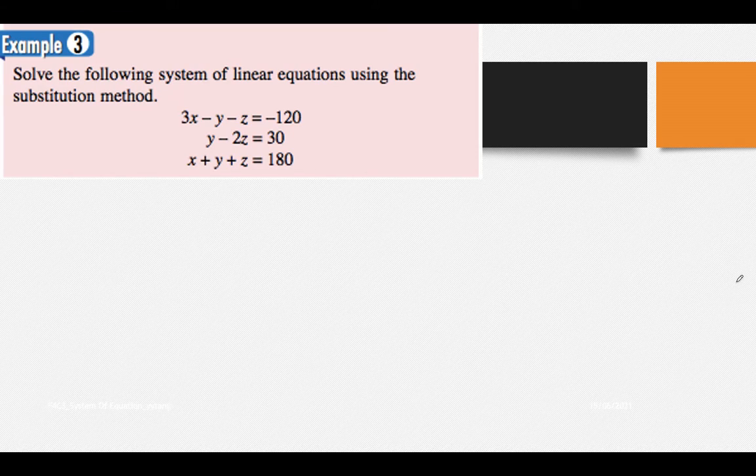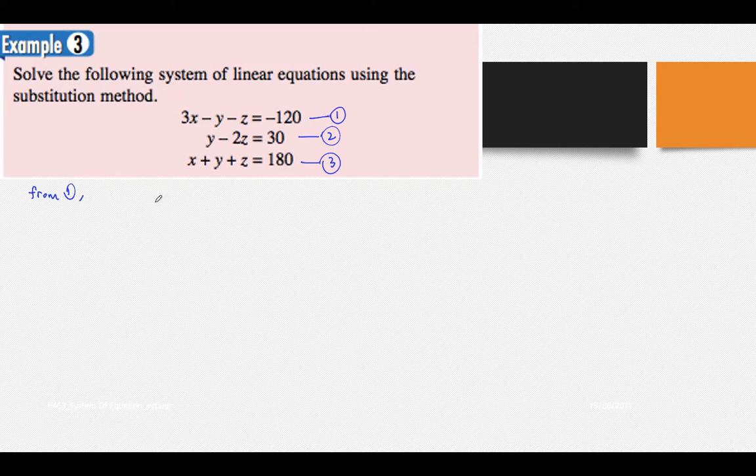Example 3. Solve the following system of linear equations using the substitution method. Tadi elimination. Sekarang saya nak substitute. Okay, well, let's see. This is example equation 1, equation 2, equation 3 ke. Equation you bulatkan. Okay, from 1, dari 1 saya boleh buatkan dia x dan z sahaja. Okay. Nanti ini saya buatkan y sahaja. So nanti dia masuk sini lah.